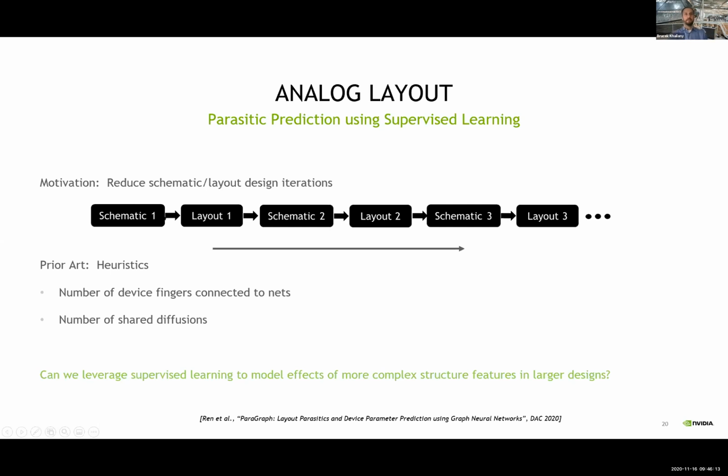So ideally what you'd want is the ability to predict the parasitics after layout, so that you can close the loop on circuit simulation post schematic, before you go to layout, and then avoid these iterations. What's done internally at NVIDIA and in most places in the industry is to use heuristics. For example, the number of device fingers connected to a net is a reasonable heuristic to use for wire parasitics. So the idea that Mark Wren did, and Mark's attending here today, is to see if we could use supervised graph learning to model the effects of more complex structures in these designs.